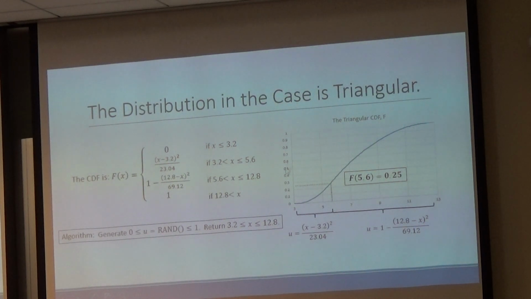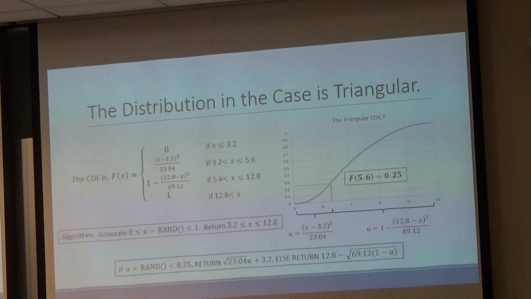And if I get a u above 0.25, then it is this guy that defines the relationship between the u and the x that I want to return. Okay, so that gives me my algorithm in Excel, and it says I'm going to generate my uniform. If the RAND's below 0.25, I'm returning this guy. I'm basically solving for x in terms of u, so I'm taking a square root of 23.04 times u, and adding 3.2, so I'm getting this directly from this equation. And otherwise, I'm returning, again, getting this directly from this equation by solving for x.